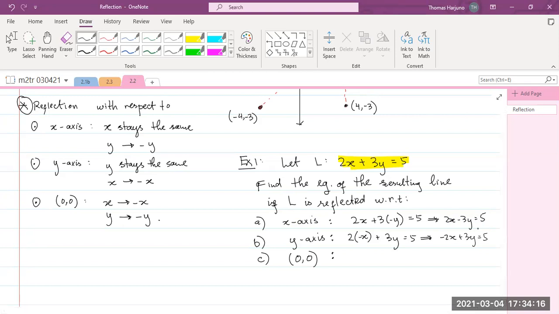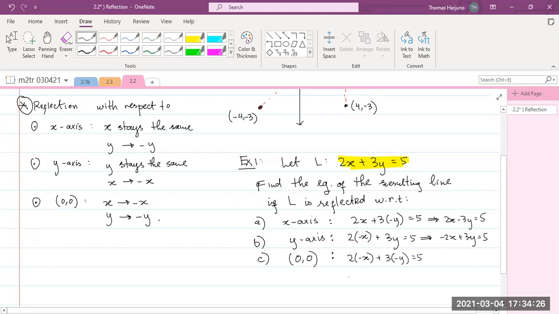What happens if we reflect with respect to 0, 0? Then both x and y get the opposite. Which, of course, we usually simplify further. We multiply both sides by negative 1.